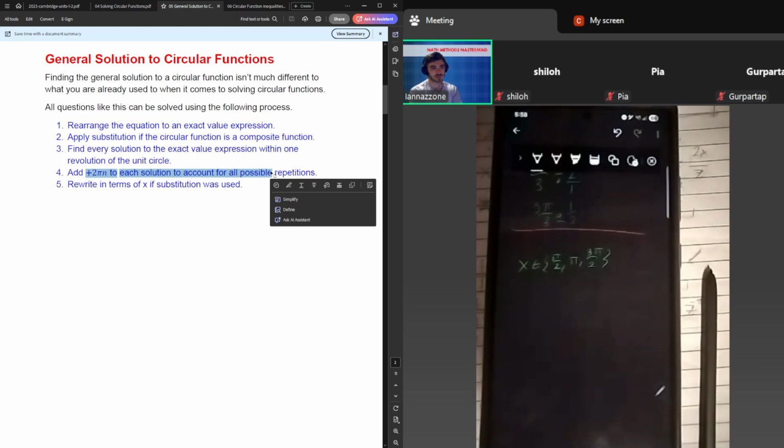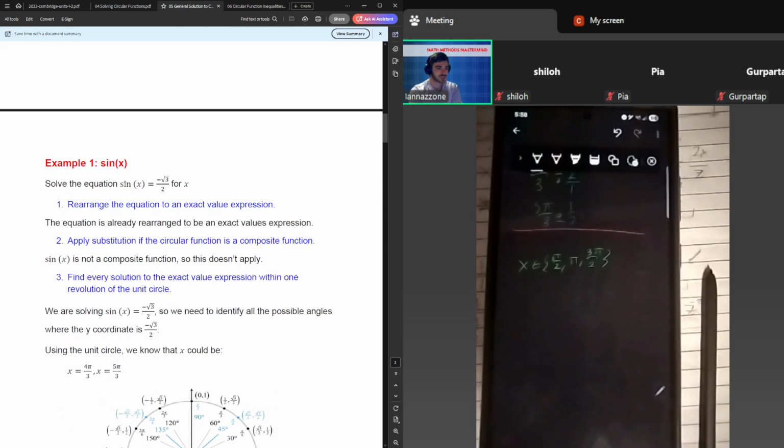And the reason why is because what a general solution does is it tells you all the possible solutions to the circular function. So none of these questions are going to have a domain associated with them. It'll just say solve circular function equals value for all x, or just for x. If there's no domain, that's your clue that you have to give a general solution to it. Usually you don't have to read into it that much. It'll usually just say find a general solution for it, and then that will be all you need to worry about.